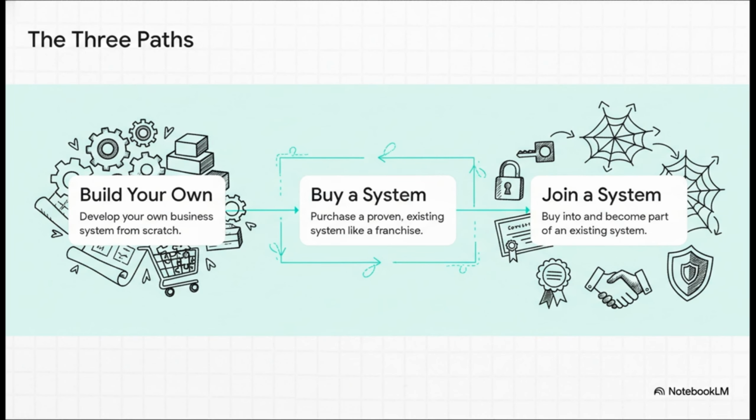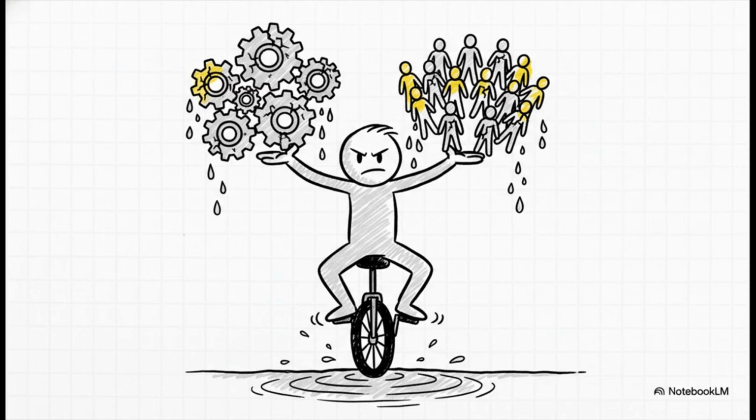All right, let's start with path number 1. And we're starting with the big one. This is, by far, the most challenging route of all, creating your own business system from nothing. This is the classic entrepreneurial journey that we all picture. So what makes this so incredibly tough? Well, you're juggling 2 massive, unpredictable things at the same time. You have to build a working system, and you have to find the right people to run it. Think about it. If either the system is flawed or the people aren't right, the whole thing just sinks.